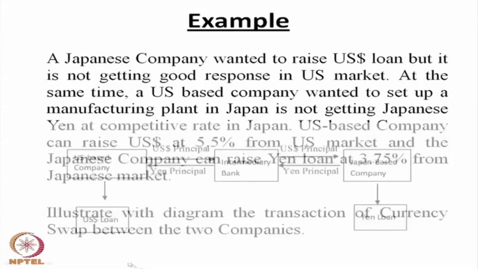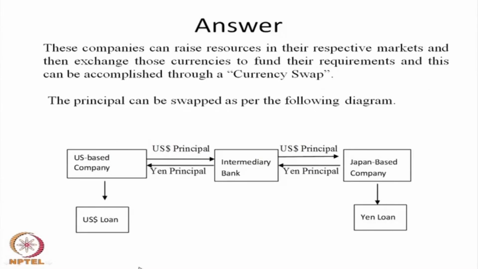So, the Japanese company can get yen in Japan at a cheap rate, 3.75. The US company can get US dollar in the US at 5.5% as a competitive rate. So now they can exchange the currency and sign a swap contract, because the swap contract would be beneficial to both parties. How will the process take place? The process may be in the form of two transactions, one transaction is the principal transaction, another transaction is the interest payment transaction.